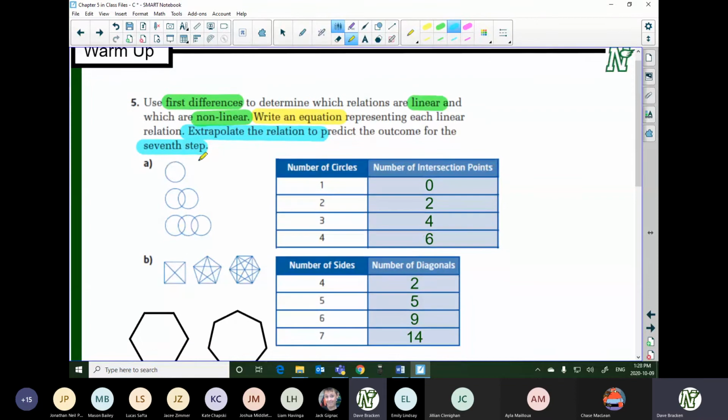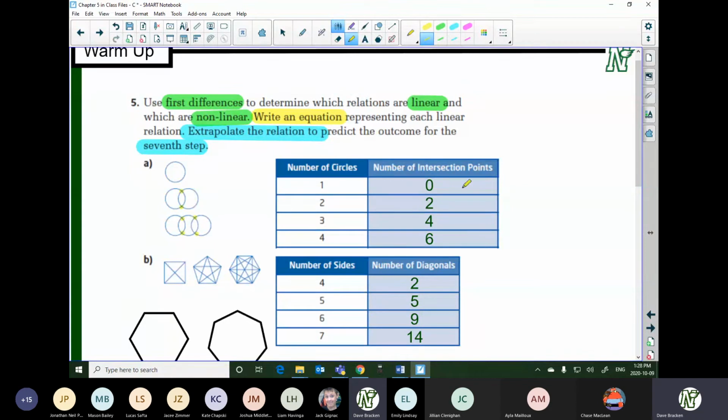So for the very first one, this is the number of circles and the number of intersecting points. Well, with one circle, there's no intersecting points, but with two circles, do you see the intersecting point there and there? There's two of them. For three circles, 1, 2, 3, and 4. And every time you add a circle, you're adding 2 more intersecting points. So we're going up by 2.